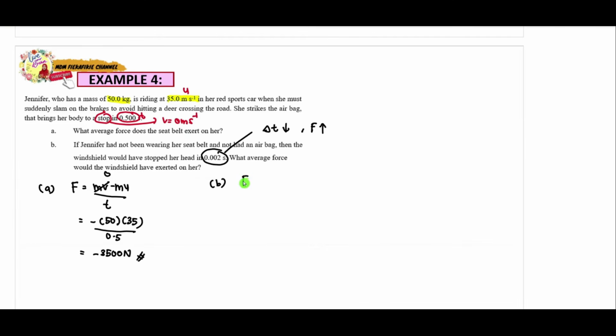So we consider F still equal to mv minus mu over t, and this is equal to 0 because we consider Jennifer will stop after the collision. So we just change the time. So 50, 35 and t is equal to 0.002 seconds. Alright, so F is equal to negative 87500 Newton. Okay, so that finishes example number 4.